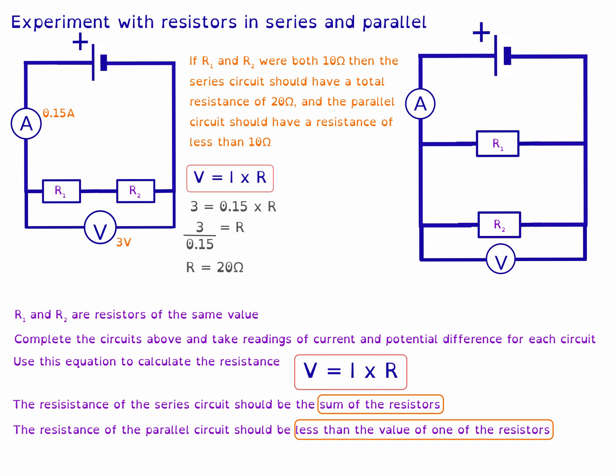For our parallel circuit, again, we're using V equals I times R, and our readings this time are 0.6 amps for the current and 3 volts for the potential difference. So our substitution is 3 equals 0.6 times R. Rearranging it to make R the subject gives us 3 divided by 0.6, and that gives us an answer for R of 5 ohms, which agrees with our prediction that the parallel circuit should have a resistance of less than 10 ohms.